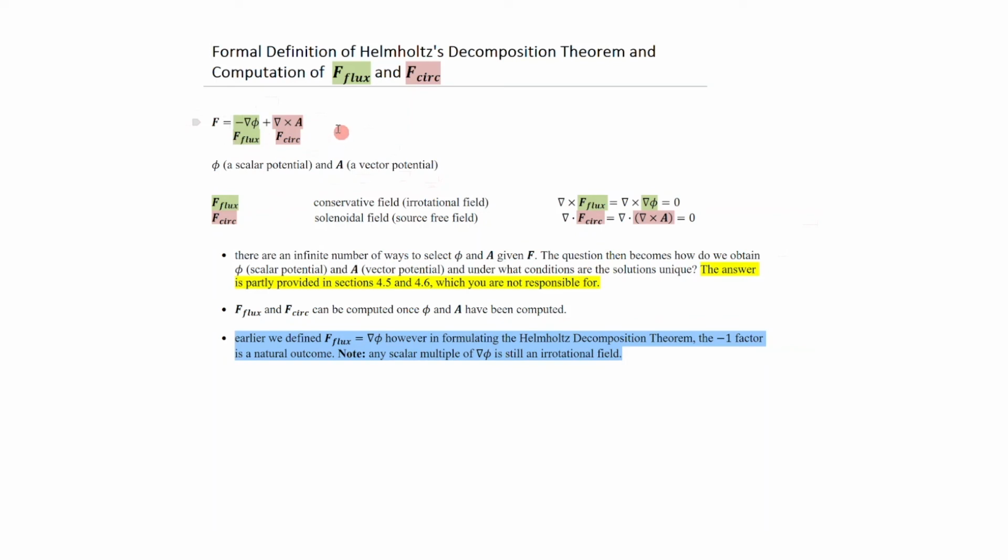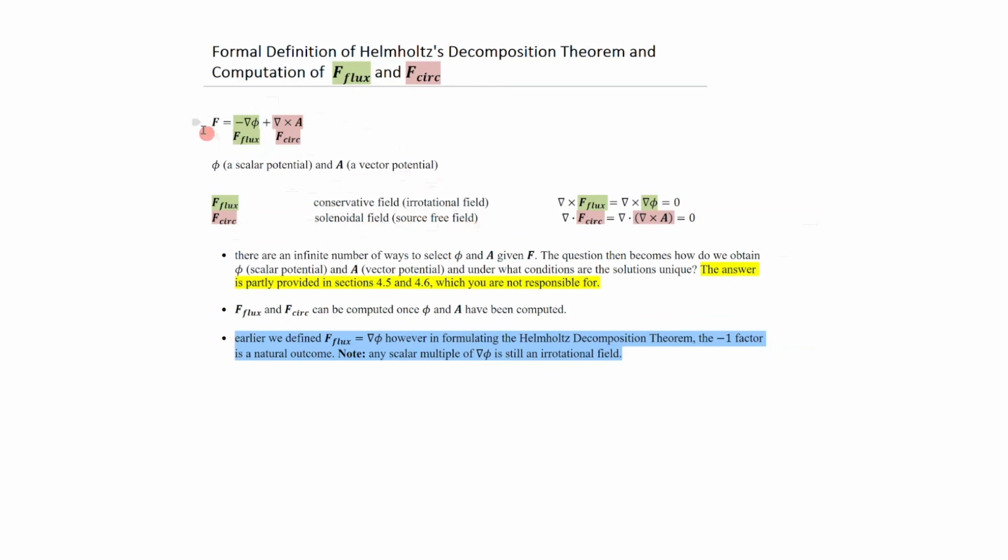The proof is given in one of the appendices in assignment 4. It's not necessary to go through it, but nevertheless, this is a true fact. So F flux we call a conservative field or an irrotational field. These are just names given to fields that have this behavior. If it's just a field which has got circulation, then it's a solenoidal field, or also called a source-free field.